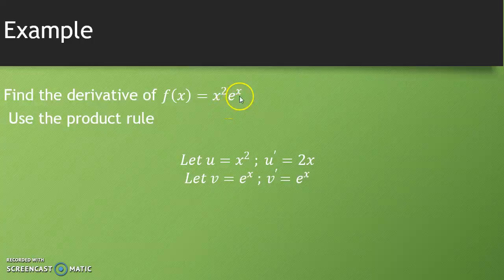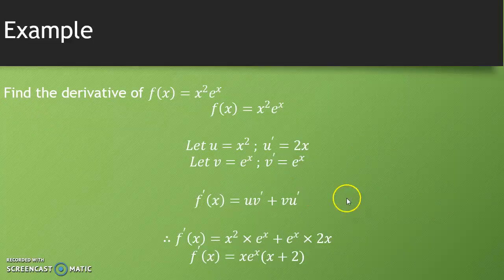Now because these two terms are being multiplied, we can use the product rule. So just as we've looked at many times before, when terms are multiplied, we can use the product rule. Let one term equal u. Derivative of u is 2x. Let the second term be v, which is e to the power of x. The derivative of e to the power of x is just e to the power of x.